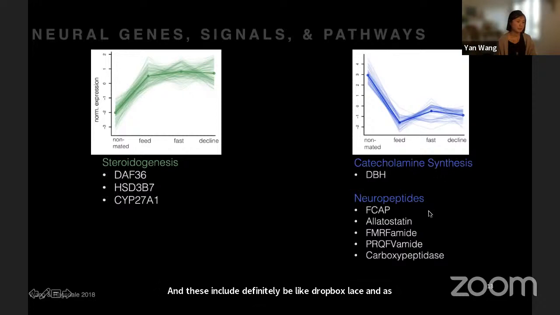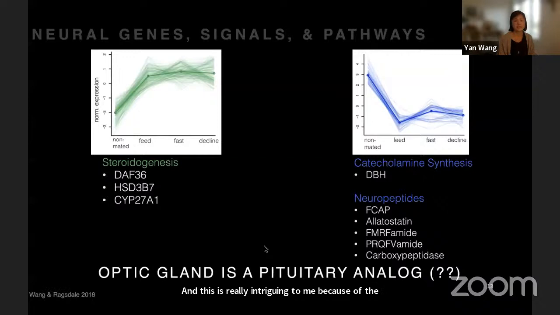So at this point, we now had transcriptomic differences that coincide with the behavioral stages. And these are just two of the clusters that we saw amongst many others. But from this, what we noticed right away is that the genes found in the optic gland belong to multiple signaling classes. So again, neuropeptides, catecholamines, steroids. And this is really intriguing to me because of the original characterization of the optic gland as an analog to the pituitary gland. The anterior pituitary gland of vertebrates only makes neuropeptides, certainly not steroids. And so we wanted to follow up on this to understand if the optic gland's functions are more complex than previously appreciated.